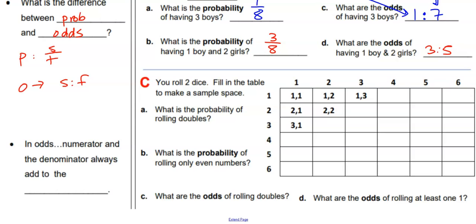All right, and then letter C here. This is going to take up a little bit of our time here. It says you roll 2 dice, fill in the table to make the sample space. What is the probability of rolling doubles? So I'm just going to fill this table in. You may want this for future reference anyway, so let's get that filled in.